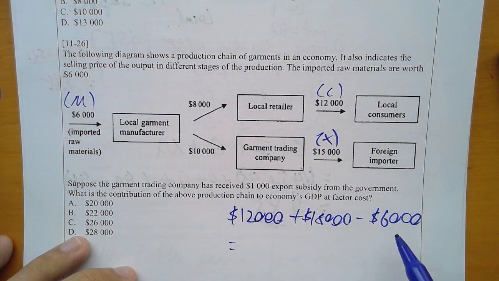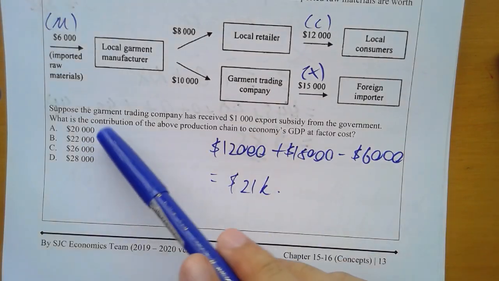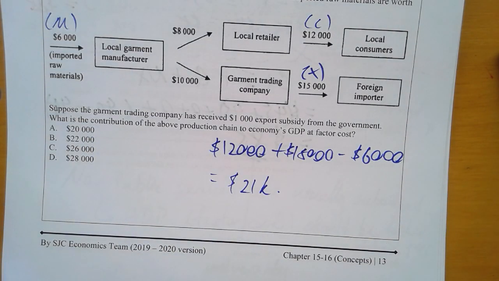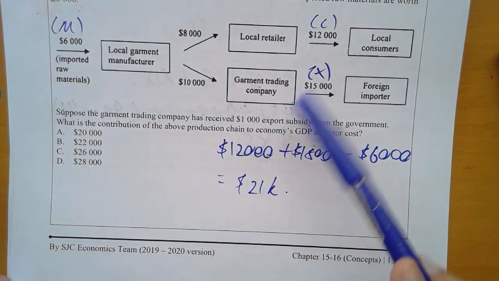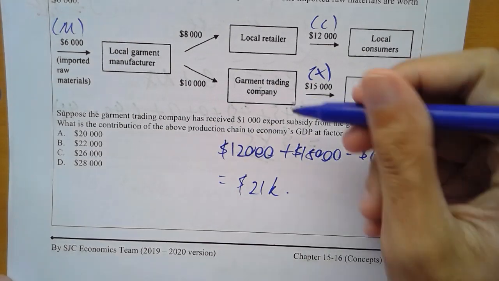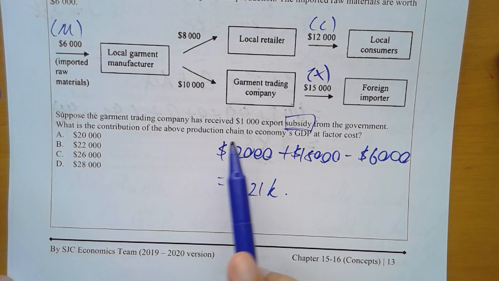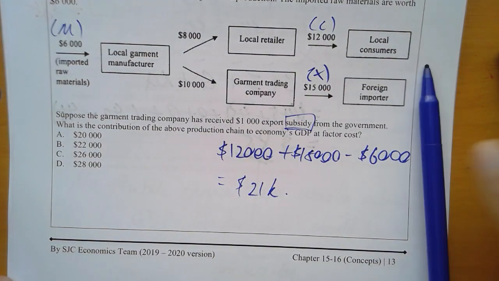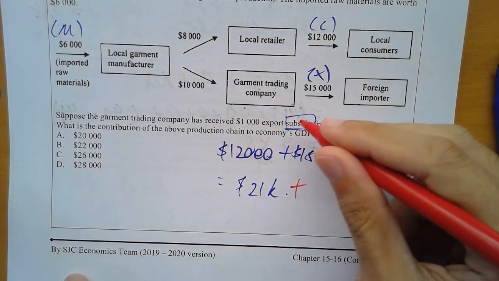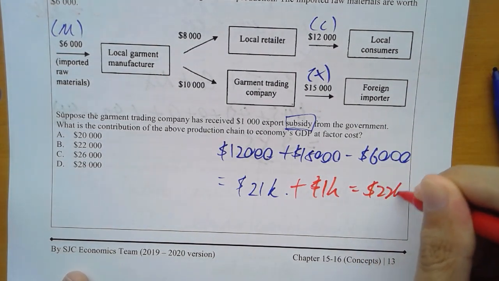Then you should have, I think, 21K, right? Now, unfortunately, 21K is none of the answers. Why? Because the government trading company here received 1,000 subsidy, right? Therefore, in order to calculate factor cost, we need to add 1,000, right? It will be 22K.